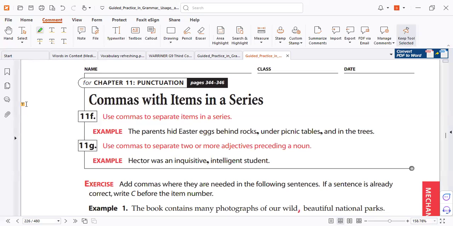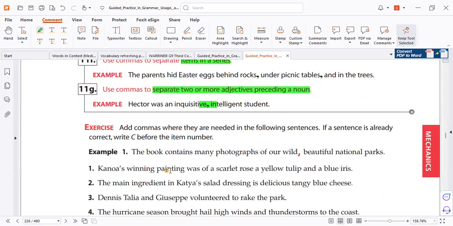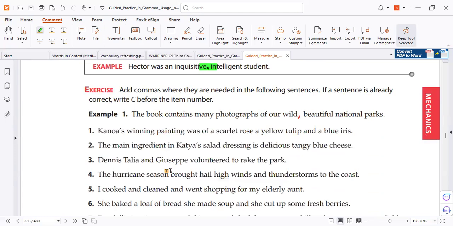Comma is very important in English. Number one, we can use it in a list, as you know. It can also separate two or more adjectives preceding a noun, with a comma between them. And here we have examples. Where can we use a comma in number one?